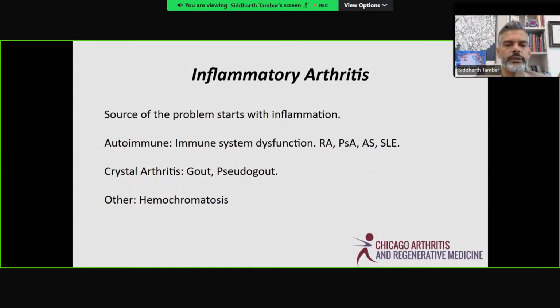Gout is a condition where your body is not metabolizing uric acid properly, which leads to an oversaturation of uric acid, which then leads to crystallization, needle-like crystallization, and then eventually deposition into the joints and sometimes other tissues, leading to inflammation and then an overreaction by your immune system. Again, pseudogout is a similar process, but now you're having calcium pyrophosphate crystals that are depositing.